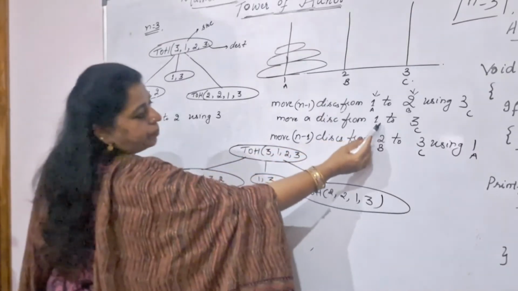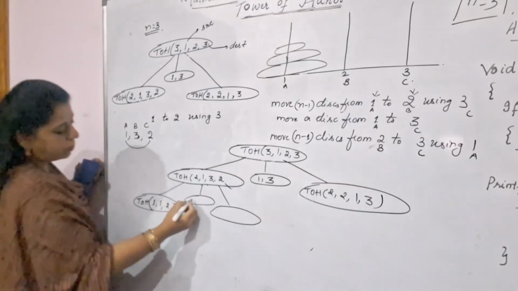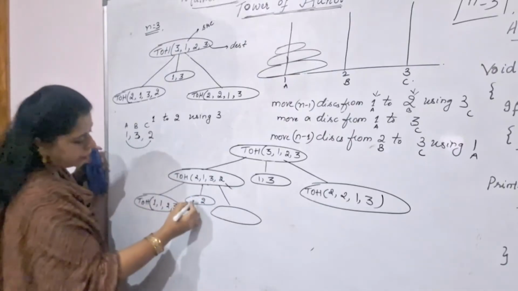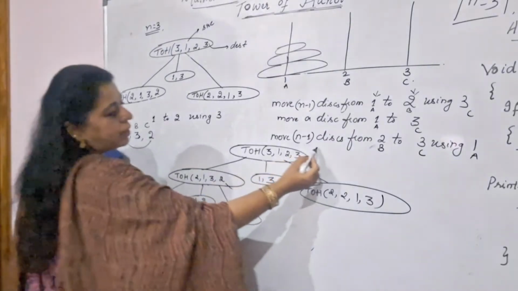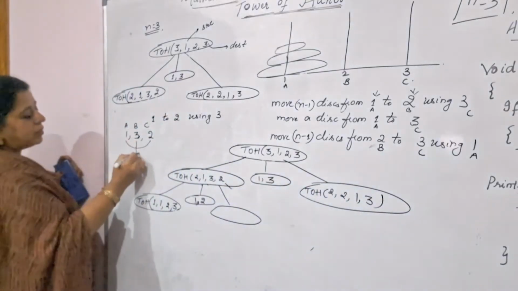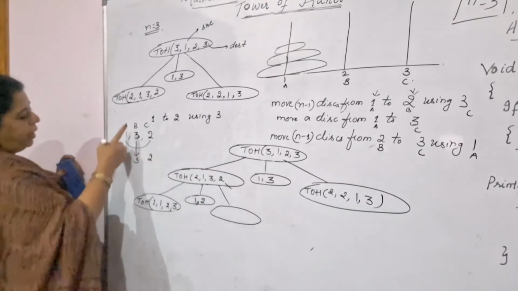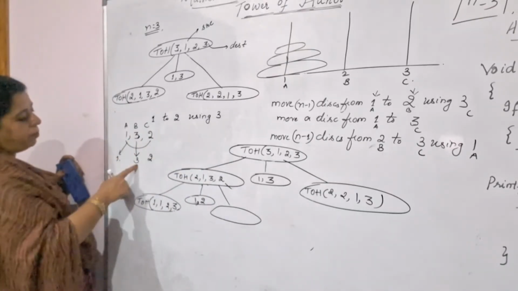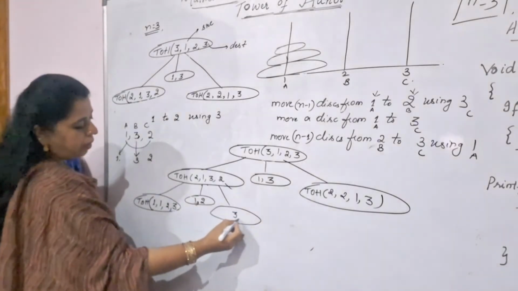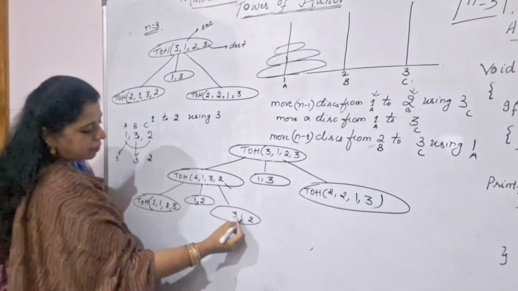What is the second step? A to C. Now at present A to C is 1 to 2. So here it will be 1 to 2. And what is the third one? B to C using A. Your B value is 3 here, and C value is 2 here using A. A is 1 here. So B to C means your source is 3, destination is 2, and your in-between tower is 1.